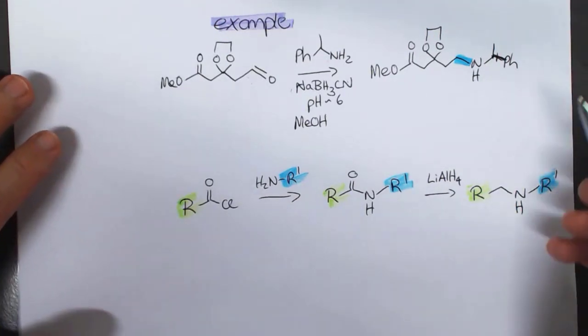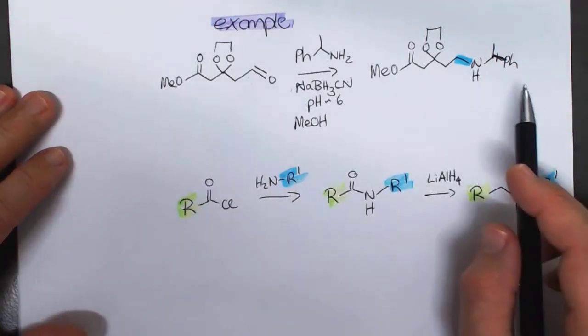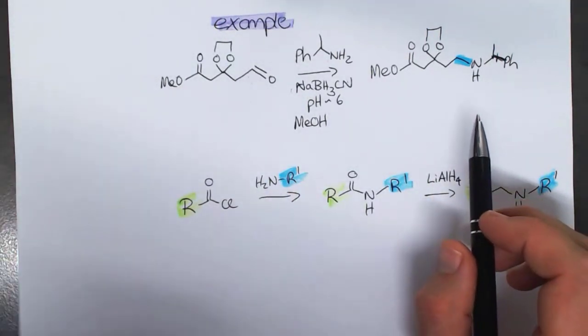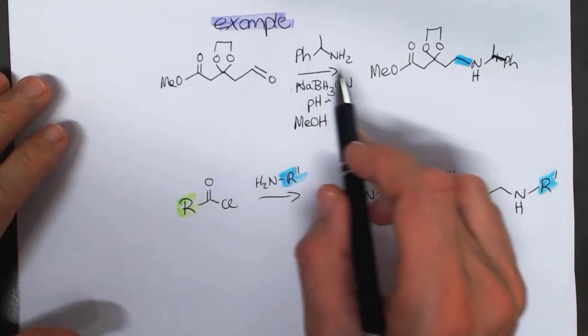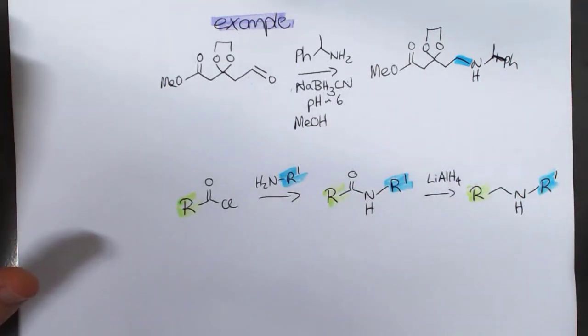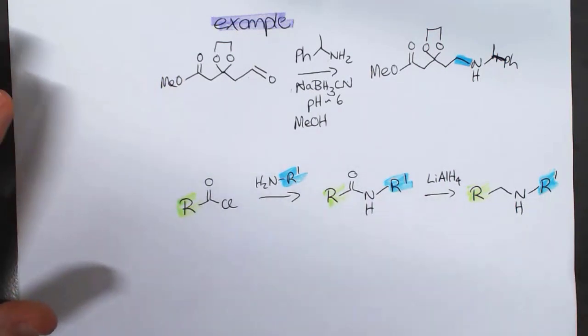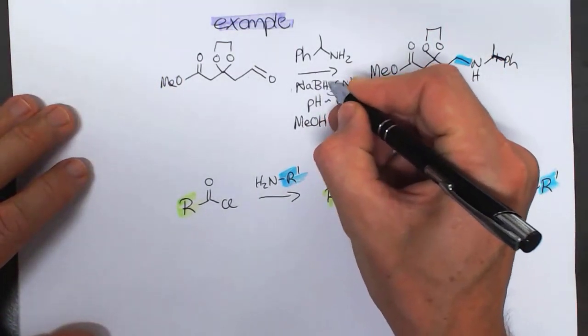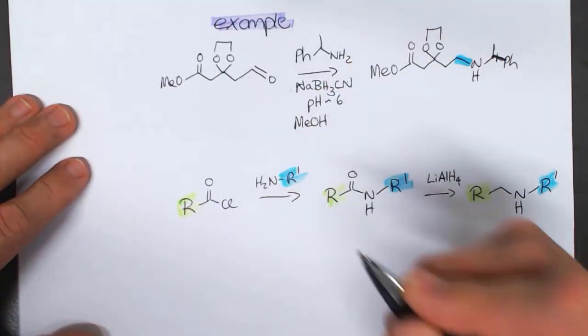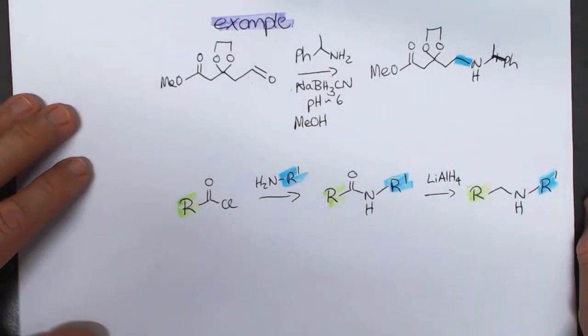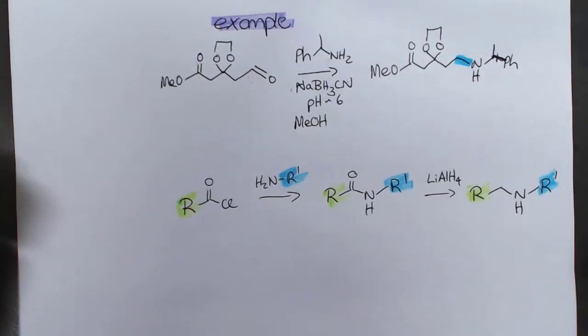As with all things, I think it's a good idea for you to go and think of your own examples. Go and make sure that you can do the mechanism of each of those steps. You don't need to know the mechanism of the reduction, although it is quite simple. It's just an H- from the boron, which is going to add in, and then you're basically there. But hopefully this helps you understand this area a little bit more.